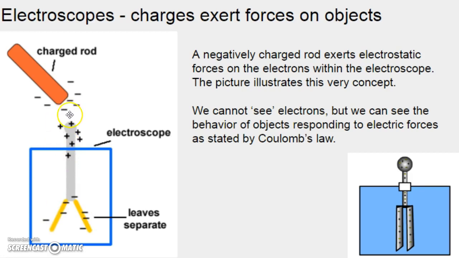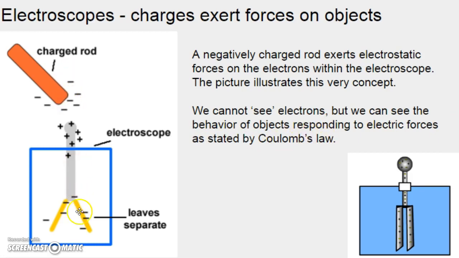In this case, this is polarized. This is what we're looking at. It does not have a net charge. So we're simply saying that a negatively charged rod exerts electrostatic forces on the electrons within the electroscope. And this picture illustrates that very concept. We cannot see the electrons, but we can see the behavior of the objects responding to the electric forces as stated by Coulomb's law.